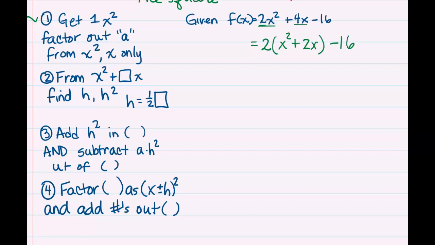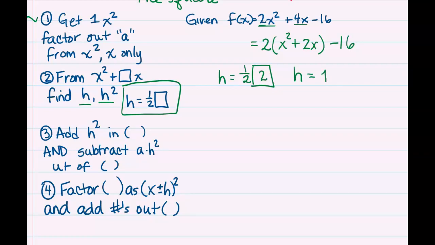In order to do that, notice it tells us if you want to find h and h squared, I can tell you h is 1/2 the coefficient of x. So let's come over here and do it for our problem. We know that h is equal to 1/2 the number in front of the x. Well, the number in front of the x is 2. In fact, it's a positive 2. So we find that h is equal to a positive 1. And h squared is equal to 1 because 1 times 1 is 1. So we have been able to find h as well as h squared.